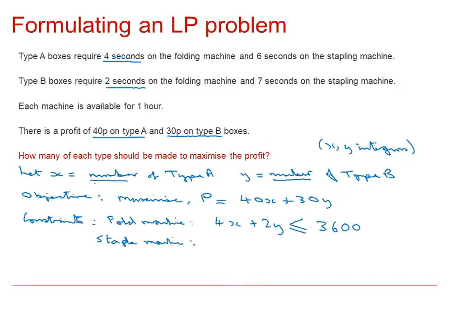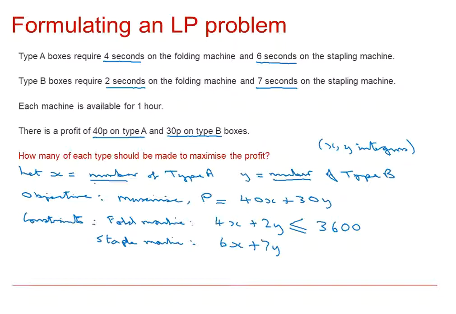Let's have a look at the staple machine now. It takes 6 seconds to staple a type A box. We're making X of those boxes, so that will be 6 times X. That's the amount of time we spend stapling type A boxes. It takes 7 seconds to staple a type B box. We're going to make Y of type B boxes, so that's an extra 7Y. That's the time spent stapling those boxes.